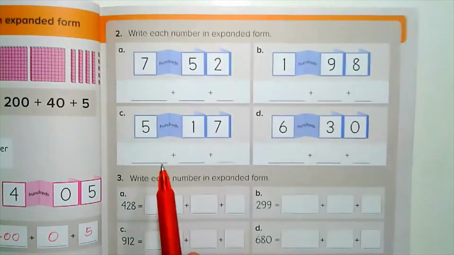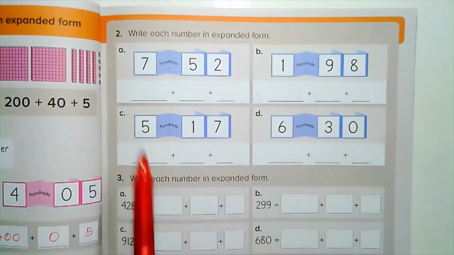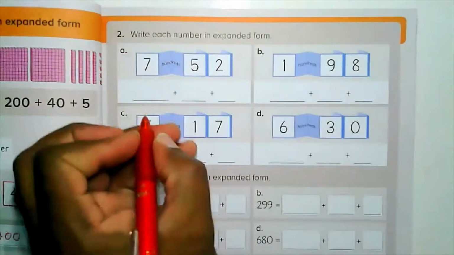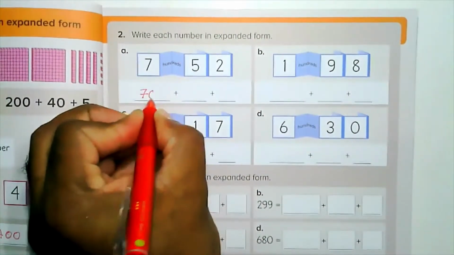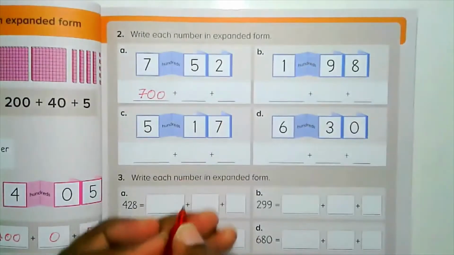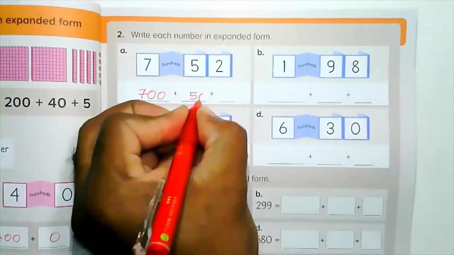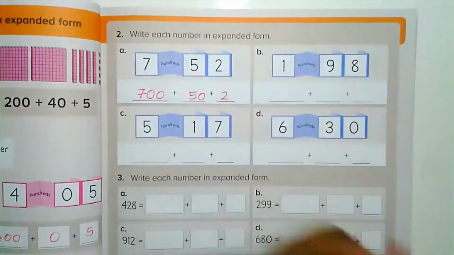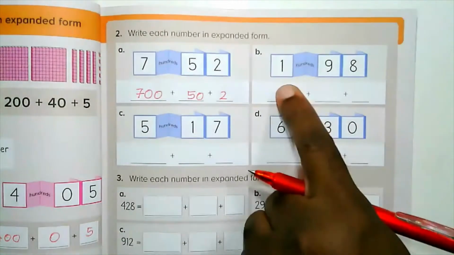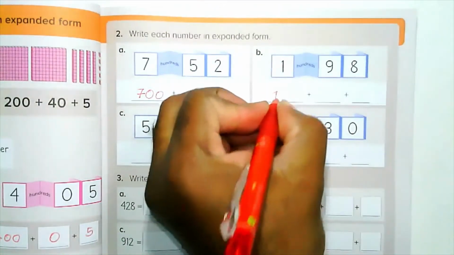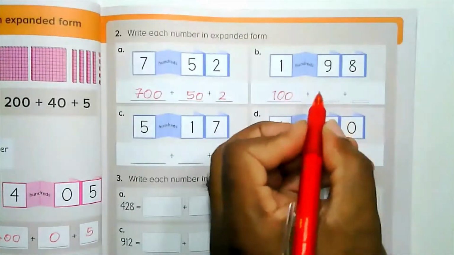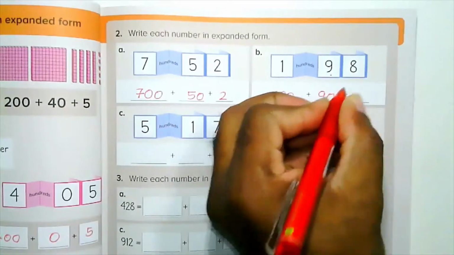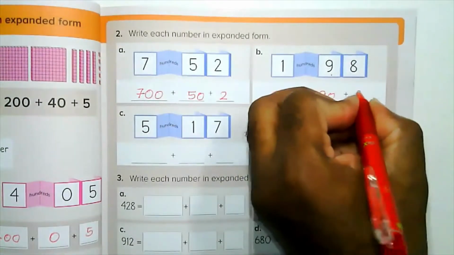Number 2, write each number in expanded form. Part A, 752. So what is the value of 700s? It will be 700. 5 tens will be 50. 2 ones, value is 2. Part B, 198. 100s, the value will be 100. 9 tens, the value will be 90. 8 ones, value is 8.